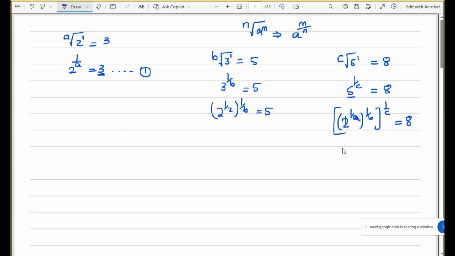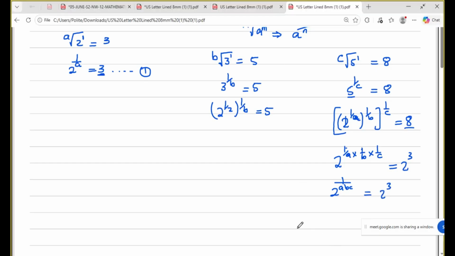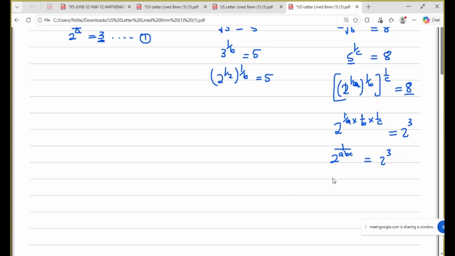So now I see that if I multiply the exponents, I'll get what I'm looking for. We have 2 to the power 1 over a times 1 over b times 1 over c. Change the 8 so that the base can be the same. This gives me 2 to the power 1 over abc, because 1 times 1 times 1 is 1, and a times b times c is abc. This is equal to 2 to the power 3. The question said find the product of a times b times c. The exponents are equal because the bases are equal.